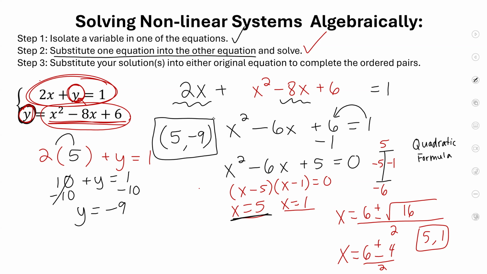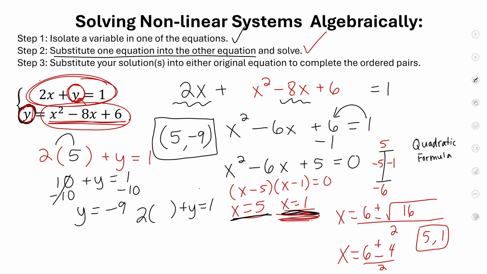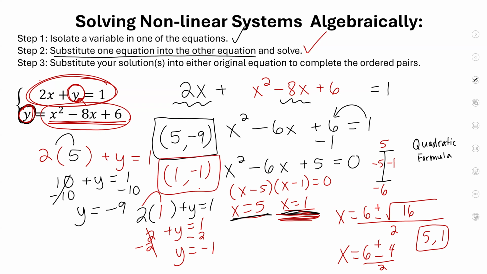Now let's do it again, but with this x value, 1. So I'm going to write it again, 2 times x plus y equals 1. This time I'm going to plug in my other x value, this 1. 2 times 1 is 2 plus y equals 1. Subtract 2 from both sides. What is y equal to? Negative 1. So guys, what is the other intersection? 1, negative 1. So those are your 2 places where those lines intersect.